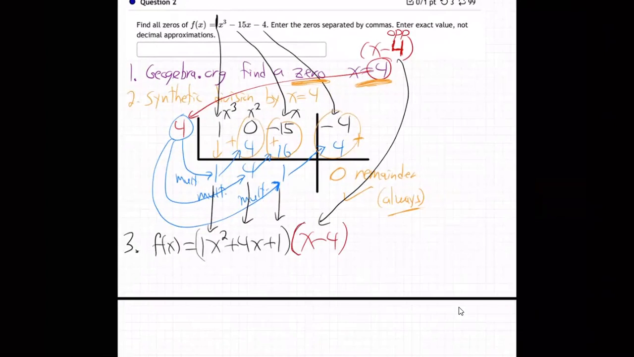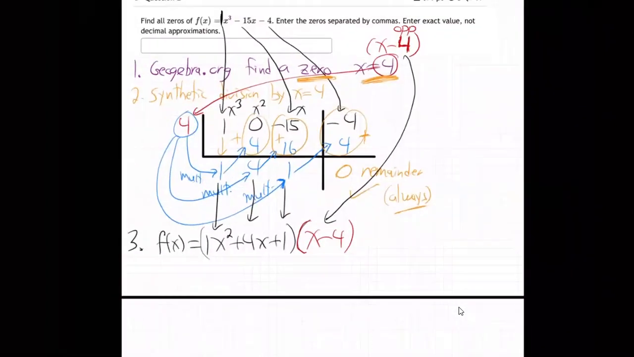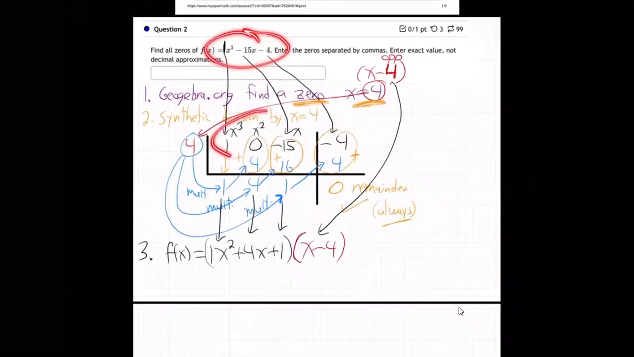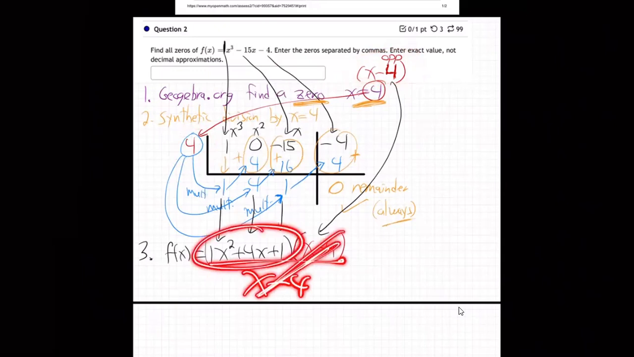How do I know? You might wonder where that came from. Well, because I just took the function, f of x right here, and I divided by x minus 4. You put the opposite, regular 4, because it would be minus 4 in the parentheses next to x. So by dividing by 4, I just divided by parentheses x minus 4. And so I divided the function by parentheses x minus 4, and what came out was this.